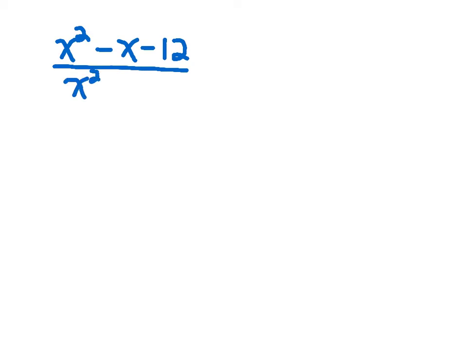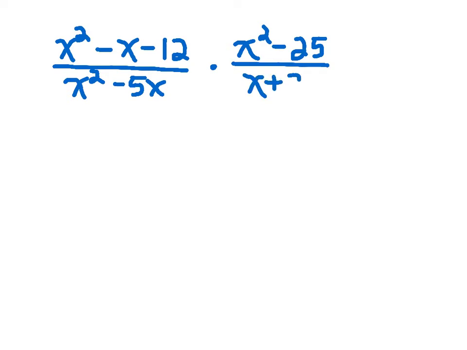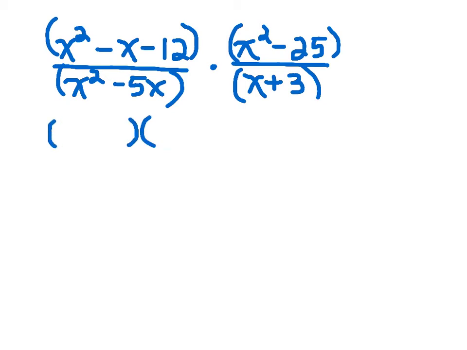When we get to having polynomial numerators and denominators, the whole thing takes more space. So in the case of x squared minus x minus 12 over x squared minus 5x times x squared minus 25 over x plus 3. Now, first of all, just as before, put your polynomials in parentheses. Do not get tempted to cancel parts of these things. Instead, we first need to factor. And hopefully you can do this without any review.